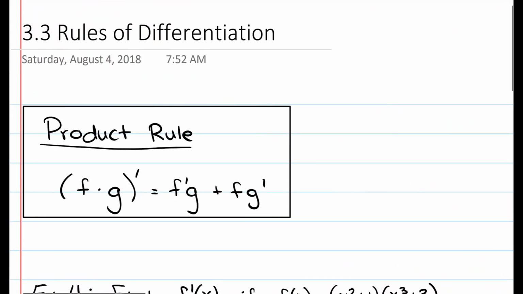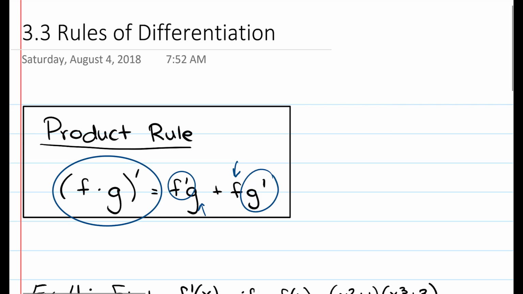The next thing we're going to learn is what's called the product rule. You use this if you're taking the derivative of two functions that are being multiplied together and not added. So the derivative of a product of functions, which is this, is equal to the derivative of the first function times the second plus the first function times the derivative of the second.